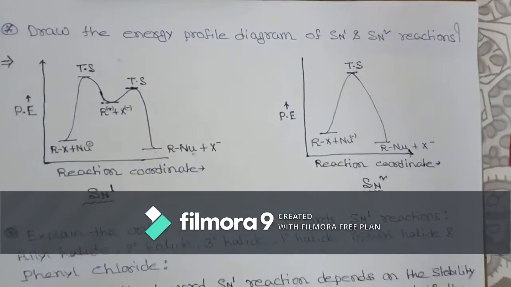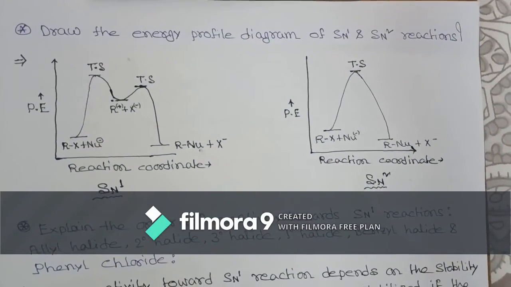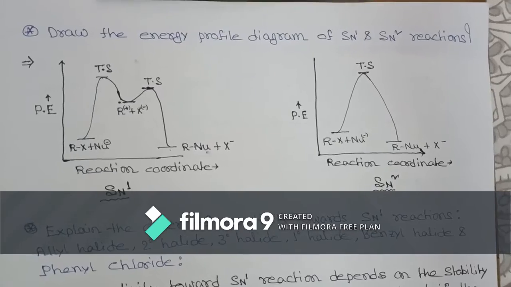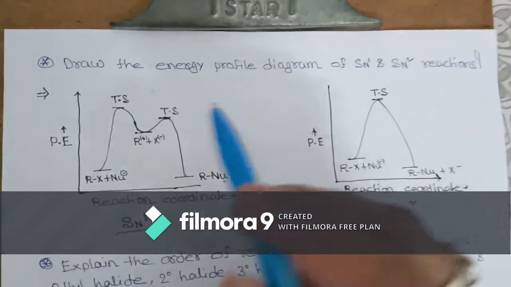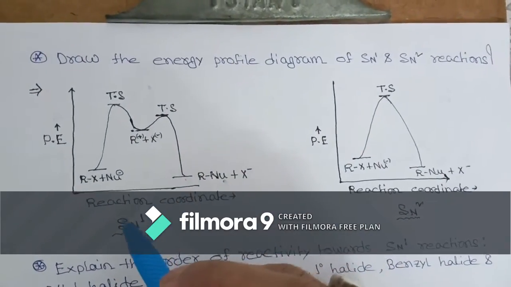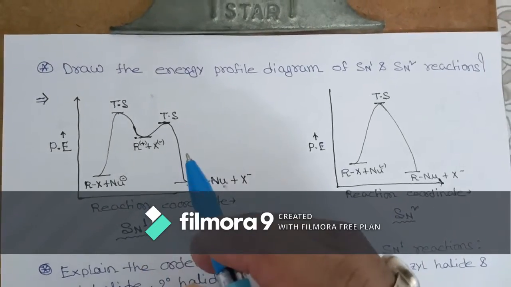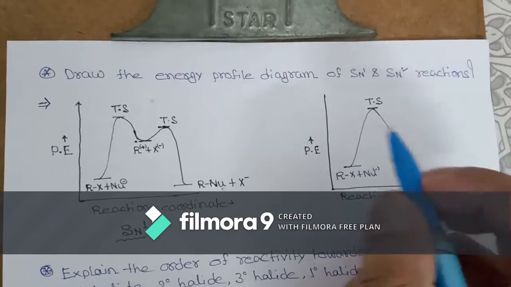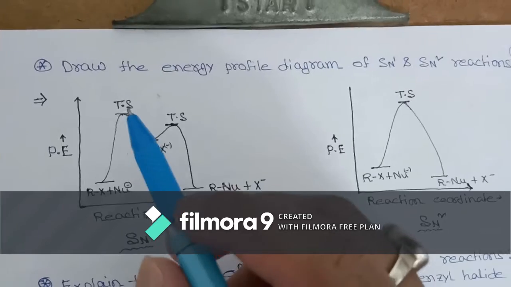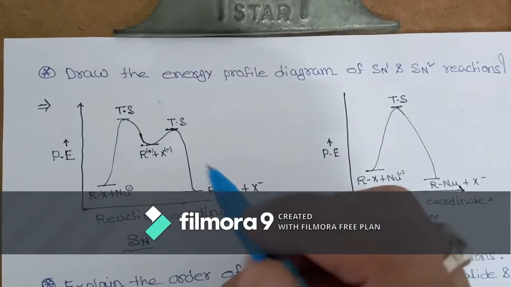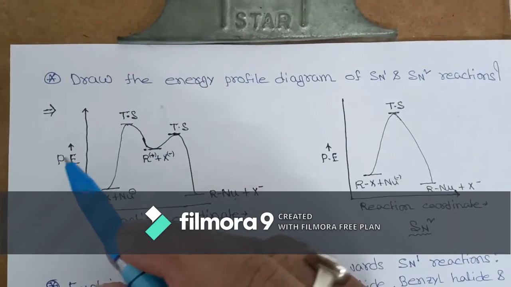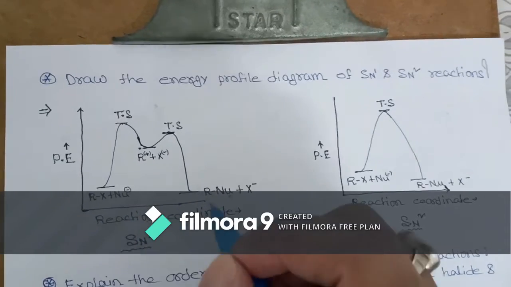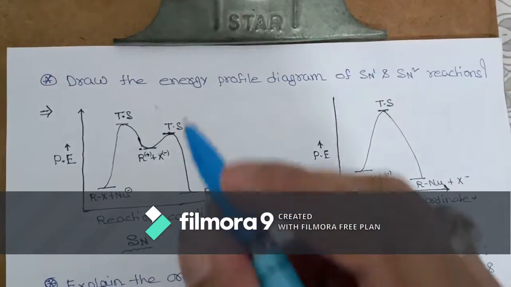Next question is, draw the energy profile diagram of SN1 and SN2 reactions. See, you already know SN1 is a two-step reaction and SN2 is a one-step reaction. So, when you are drawing the energy profile diagram, in this direction potential energy will be there, and in this direction reaction coordinate will be there.